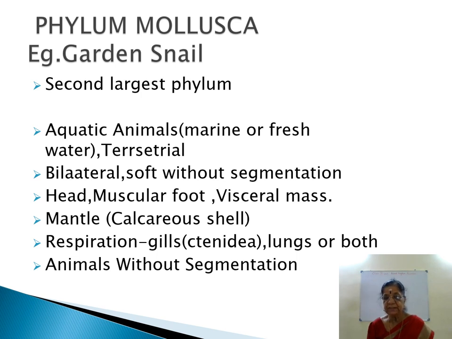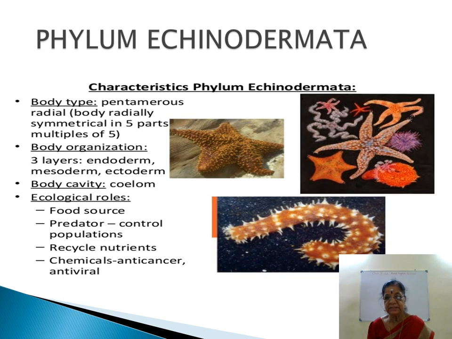Then respiration is by gills, called ctenidia, or it can be by lungs also. The animal is characterized by unsegmentation.